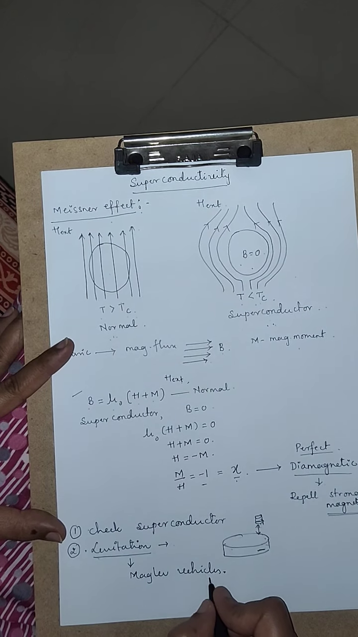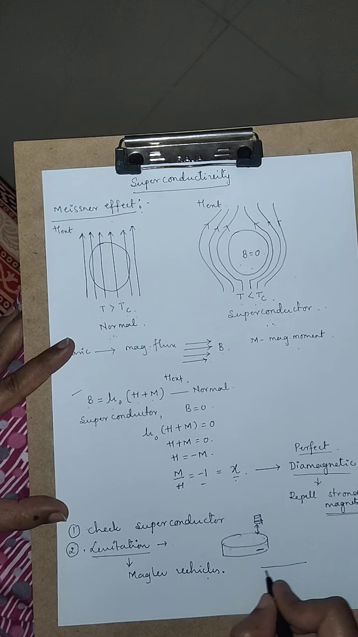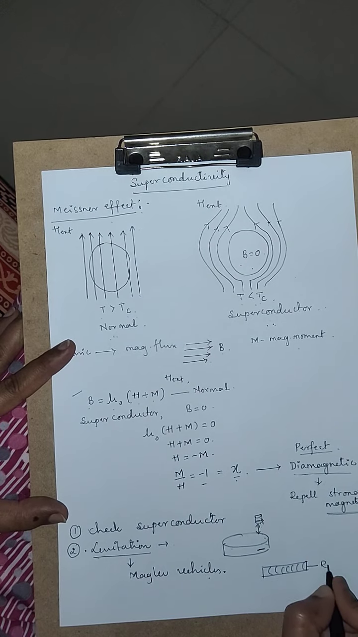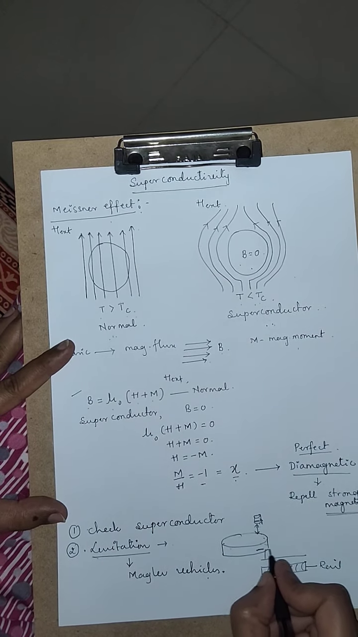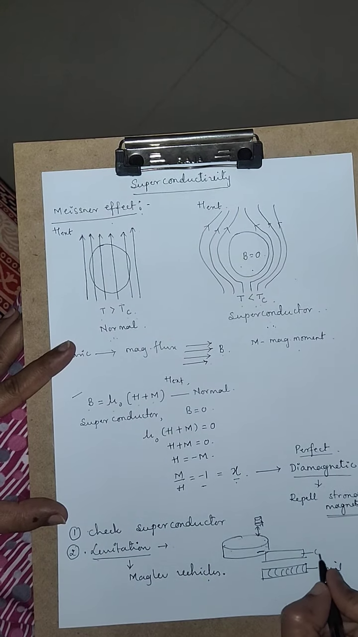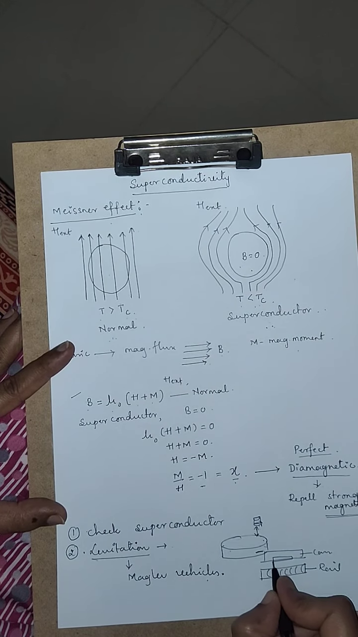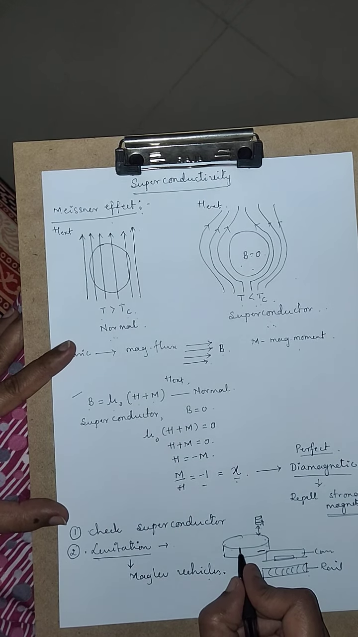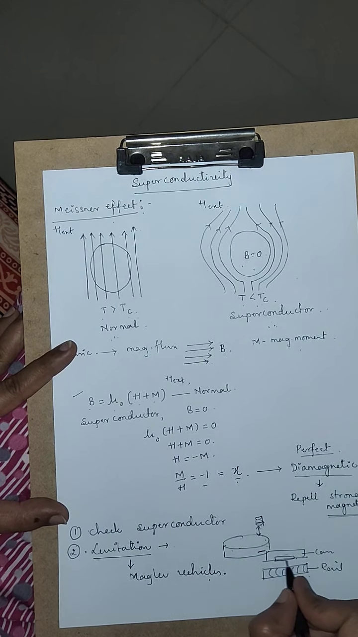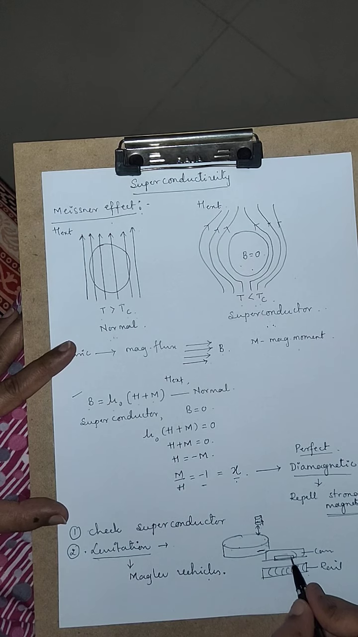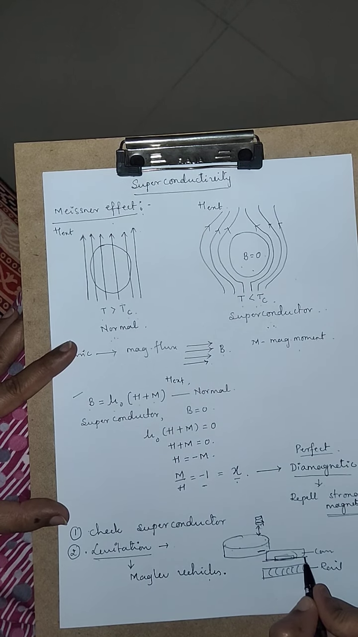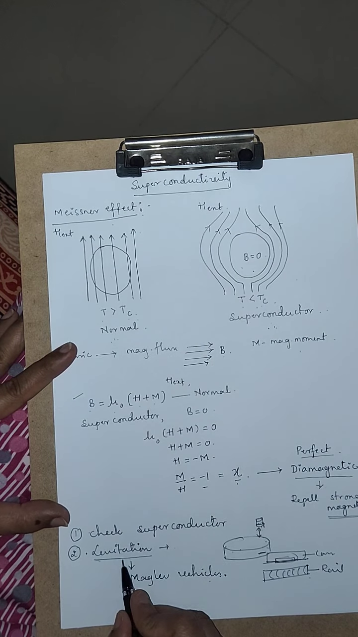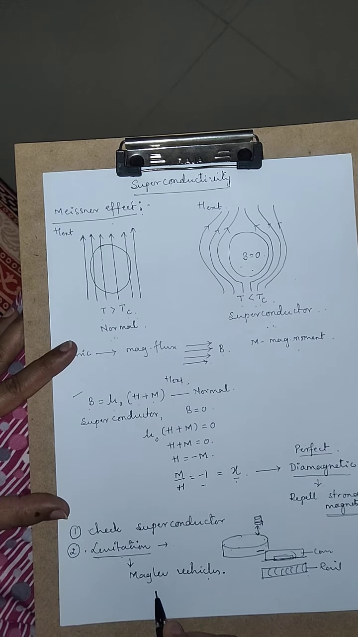Maglev vehicles are nothing but superconducting trains which do not touch the rail but just float over the rail. If this is the carriage, which has a superconducting material here, and this is the rail, it will be levitated. The rail material acts as a strong magnet, and the carriage acts as the diamagnetic material. There will be repulsion, hence the train is going to float over the rail. So the Meissner effect has an important application in magnetic levitation, which is used in maglev vehicles.